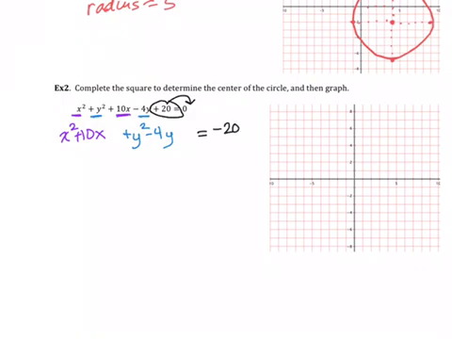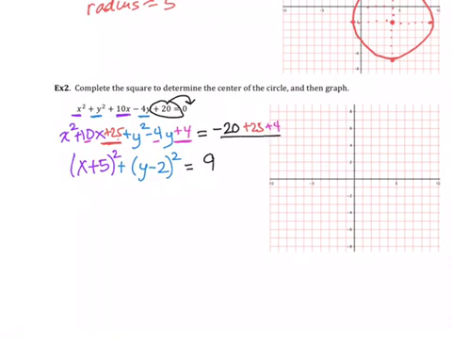And now I'm going to complete the square for each one. So here, what do I have to add? Well, I'm going to add 25 to complete that square. And then for the second one, I add 4. Because remember, you're taking this middle term, dividing it by 2, squaring it. So now for my first parentheses, I get x plus 5, the quantity squared. For my second parentheses, I get y minus 2, the quantity squared. And then that all equals 9, because negative 20 plus 25 plus 4 is equal to 9.